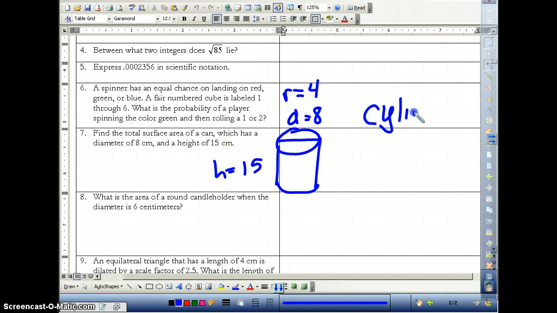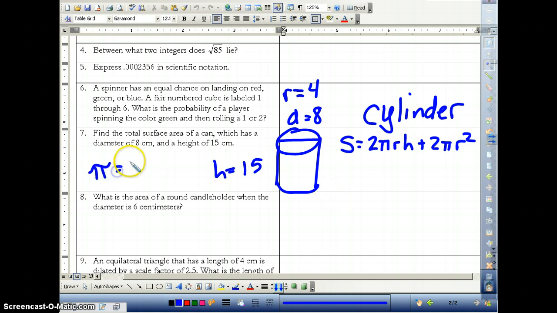They want the total surface area. It's a cylinder. I need to go to my formula chart, find total surface area of a cylinder, which says this. All right? They did not tell me what to use for pi. I think I'm going to go ahead and use 3 for pi. And then I'm going to pick the answer that's closest to it. So it's going to be 2 times 3 times 4 times 15 plus you do the rest. All right? And your answer is going to be in centimeters squared.